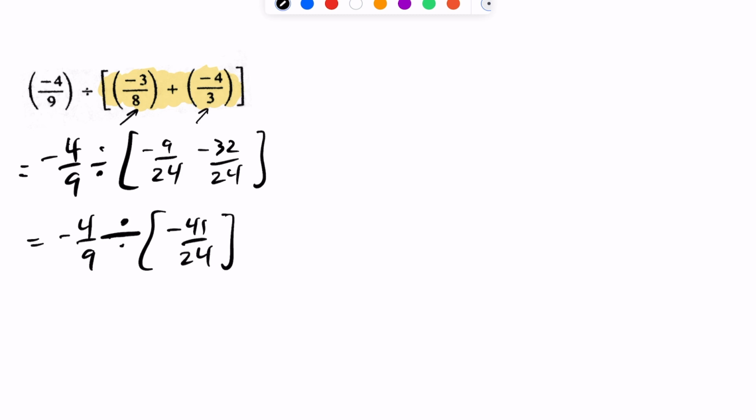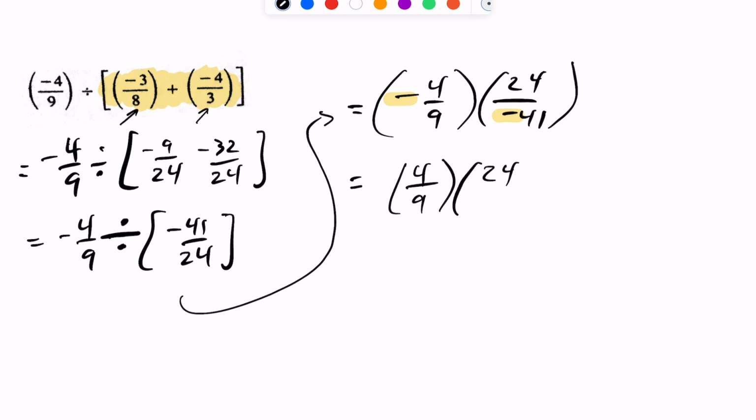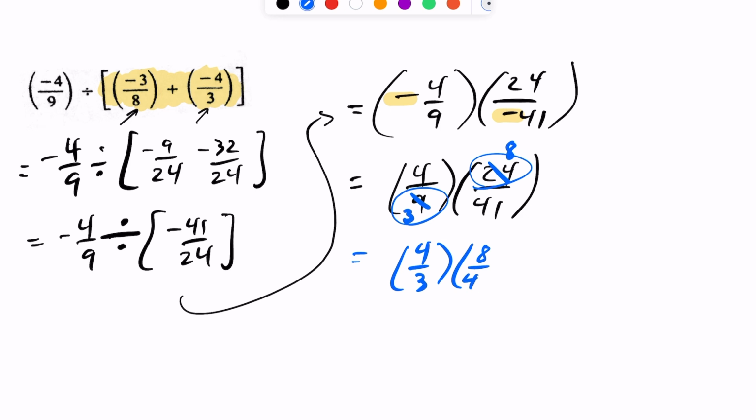Now I want to tackle my division. To take care of this, we're going to change that division symbol to a multiplication symbol and flip. I went ahead and did that. Just to make things easier, you'll see I multiply and have two minus signs. Those come together and are positive. So I can just drop the minus signs, and I'm going to rewrite this. To continue simplifying, you'll see that I can divide the 9 and the 24 both by 3. So 9 divided by 3 is 3, and 24 divided by 3 is 8. Let's write this back down. I've got 4/3 times 8 over 41.